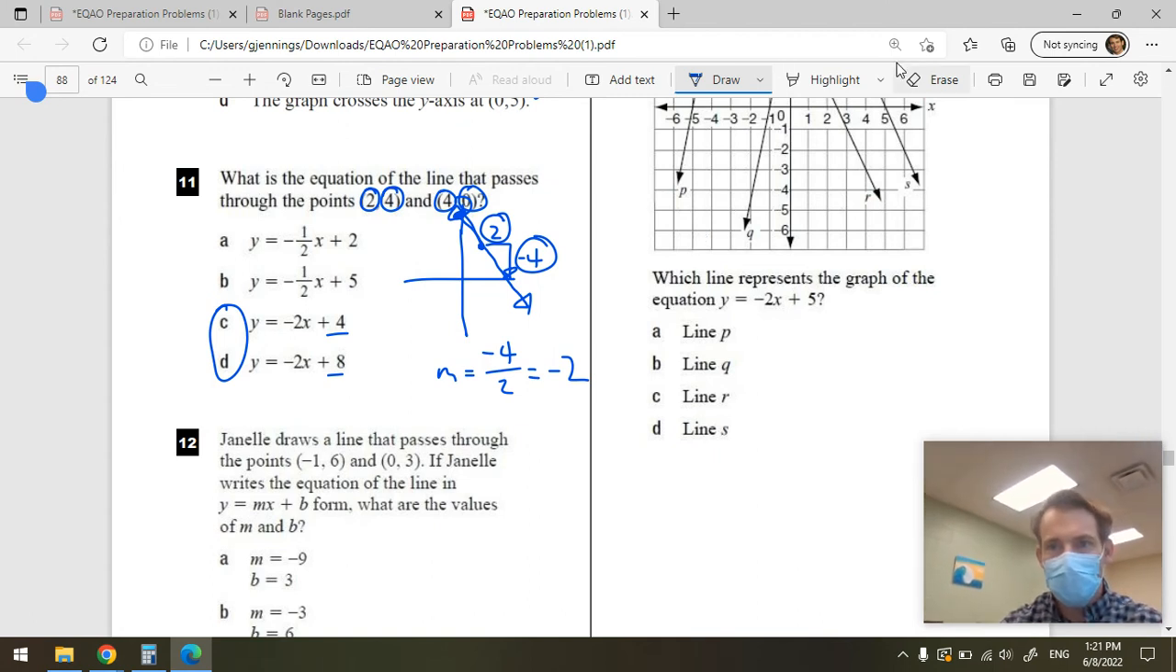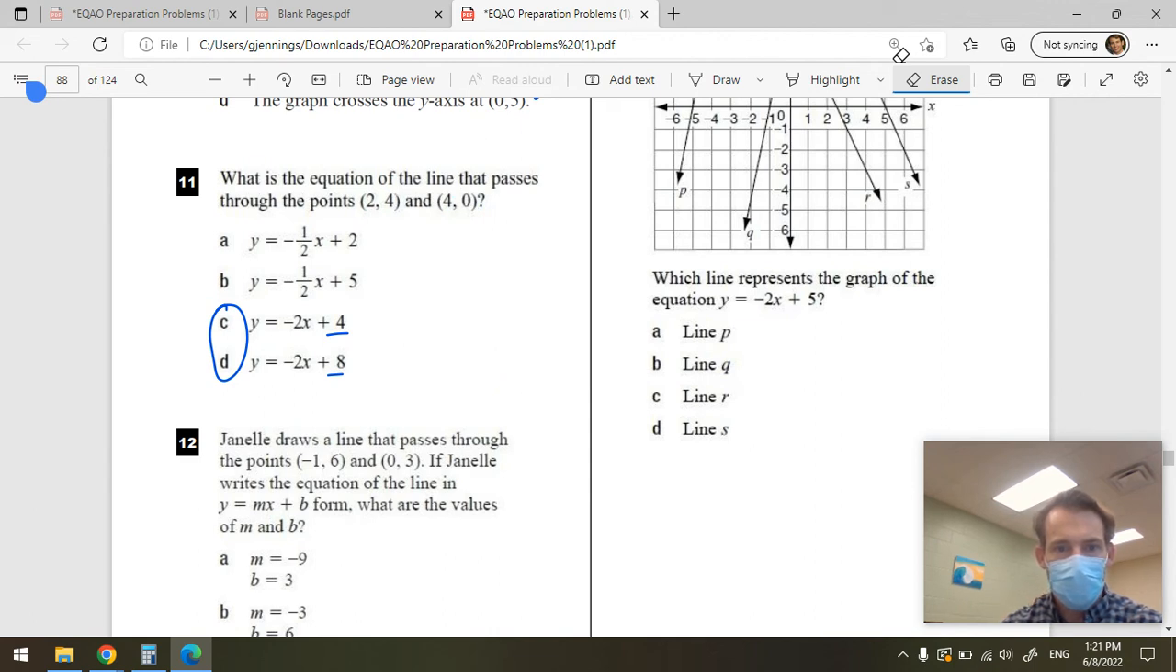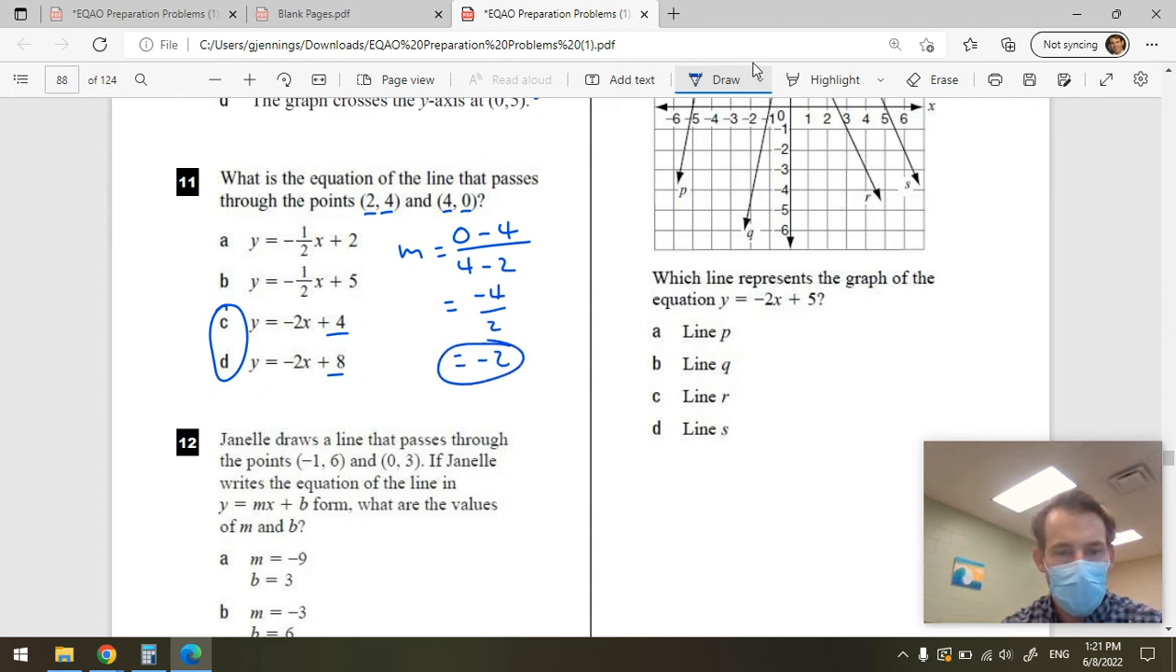So here's how I would do the algebra. If I just did this without a visualization, I'd just use algebra. This is how I would do it. First I say m is equal to 0 minus 4, change in y over change in x, over 4 minus 2. m is equal to negative 4 over 2. m is equal to negative 2. Okay, so there's my m.